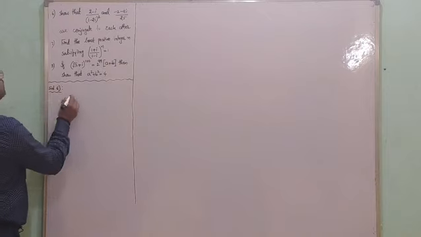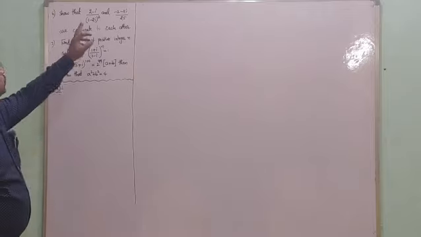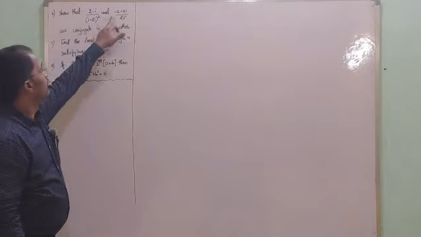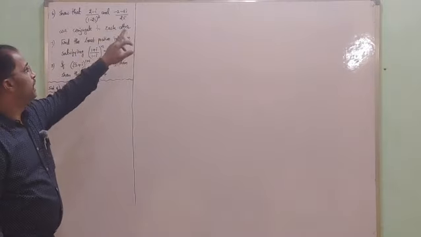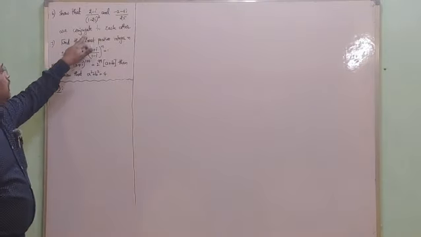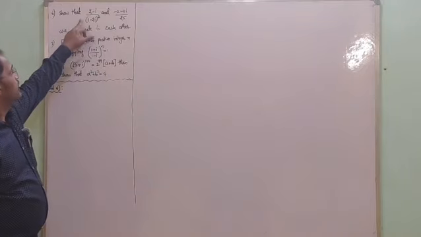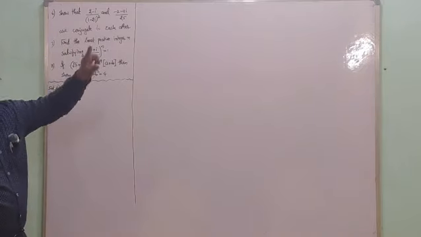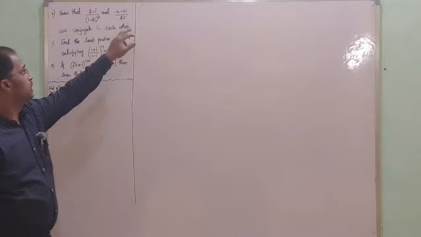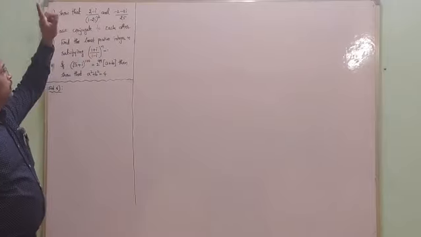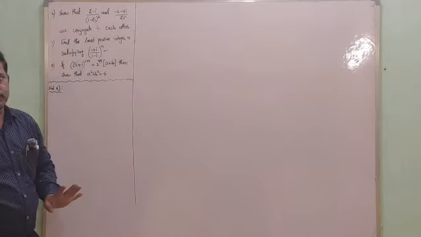Show that ((2 minus i) by (1 minus 2i)) whole square and (minus 2 minus 11i) by 25 are conjugate to each other. Means let us first simplify the first one and find the conjugate complex number. That should be the answer, this one. Or let the second one find the conjugate. That should be the first one.